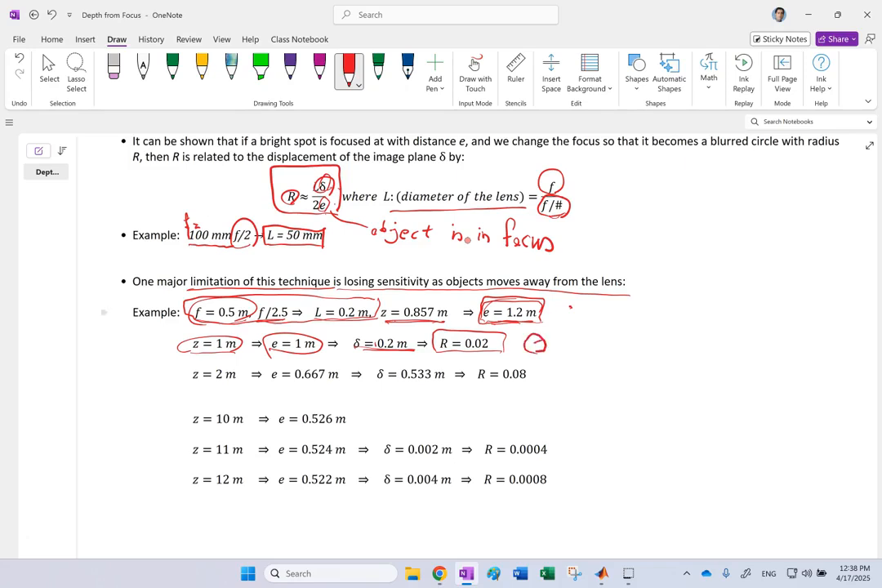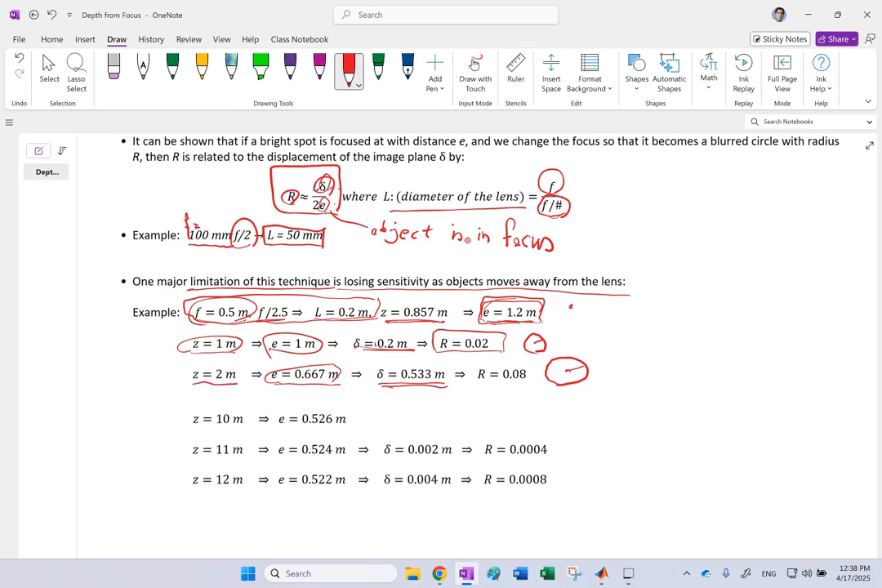radius of 0.02. Now, if you move the object further down and now go to 2 meters, shift it for another 1 meter, move it away, E is going to go to 0.667. That means the difference between this number and 1.2, the delta is 0.533. That means you plug it into the formula, the radius gets 0.08. So it gets a little bit bigger.